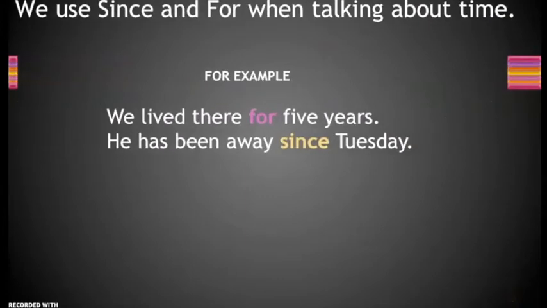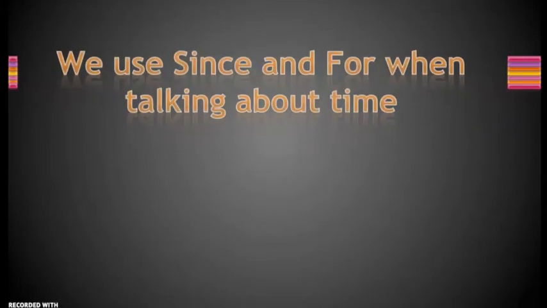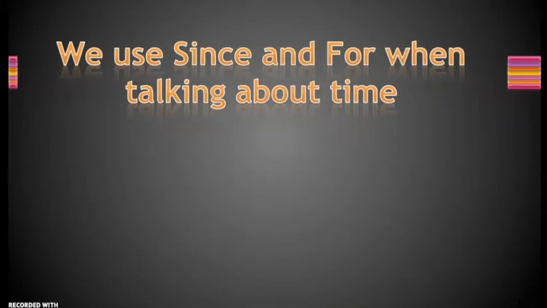We use since and for when we are talking about time. For example, we lived there for 5 years. He has been away since Tuesday. So you can see here, for and since in these two sentences have been used to tell about time. Sentence number one, for 5 years, or since Tuesday. They are all talking about time.